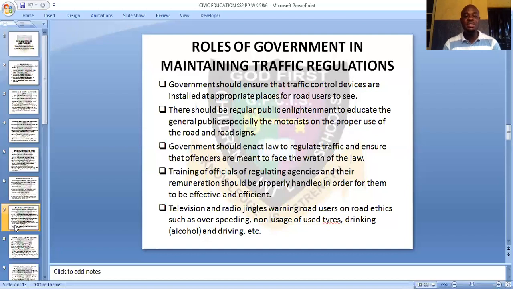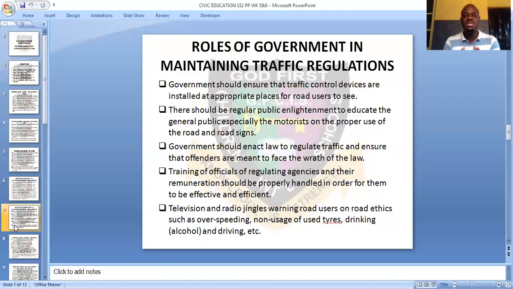That one is, government should enact laws to regulate traffic and ensure that offenders are made to face the wrath of the law. A lot of them, when they violate the law, just believe that it's just about a fine and nothing more. Then I'll go to my house. No, the government should enact all these laws to make sure that whenever any of these laws is violated, such a person will be jailed.